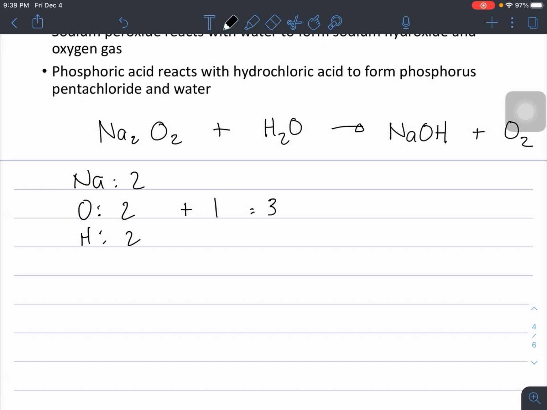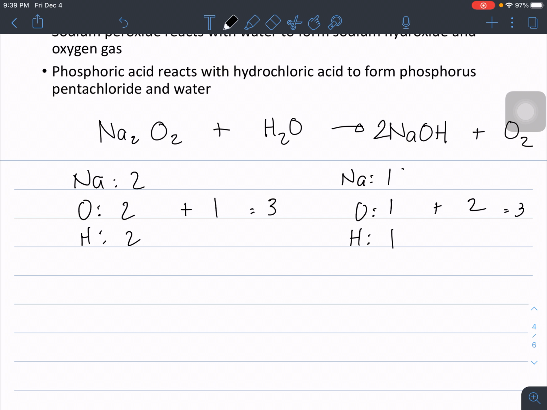Hydrogen 2. So on the other side, sodium we have 1, oxygen we have 1 plus 2, which is 3. So hydrogen we have 1. Okay, so we don't have balanced sodium and hydrogen. So to balance this, I should place 2 on the sodium.